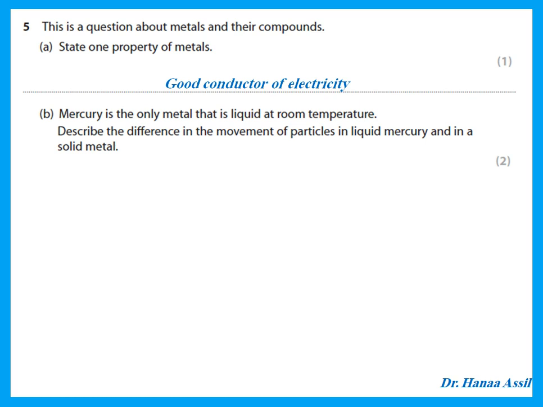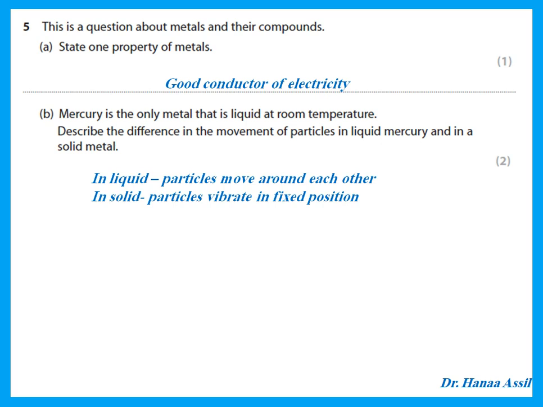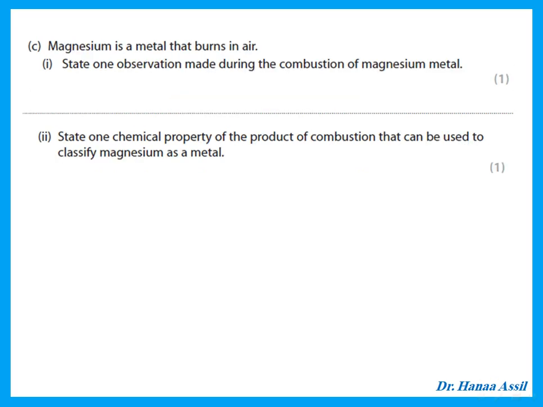Then he says mercury is the only metal that is liquid at room temperature. Describe the difference in movement of particles in liquid mercury and in a solid metal. Of course, you should know how particles move in each of these. In liquids, particles move around each other, or we say they slide over each other. In solids, particles vibrate in fixed position.